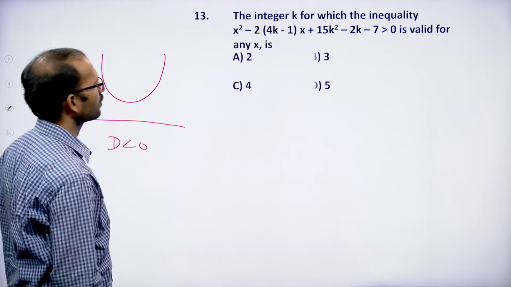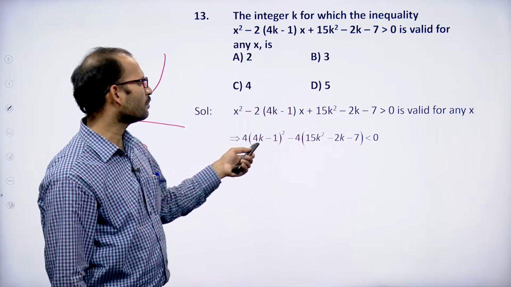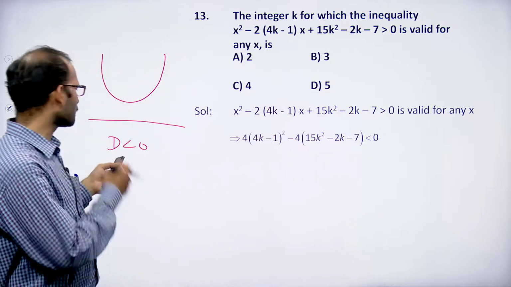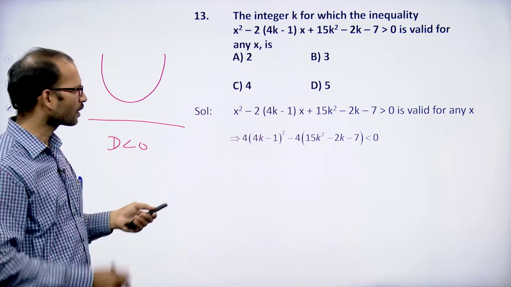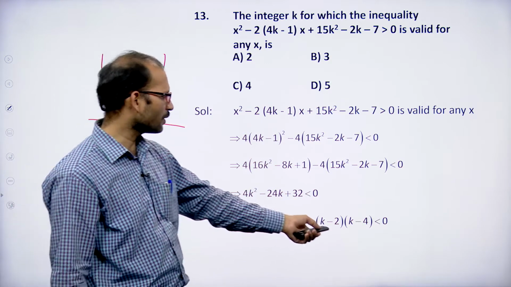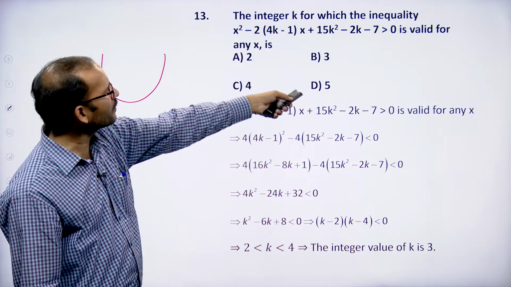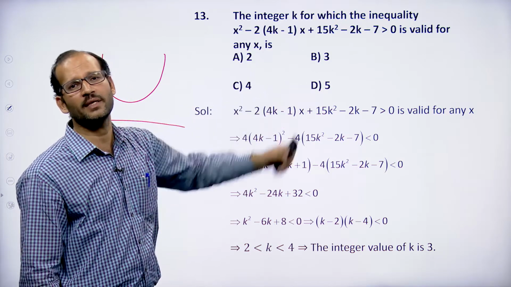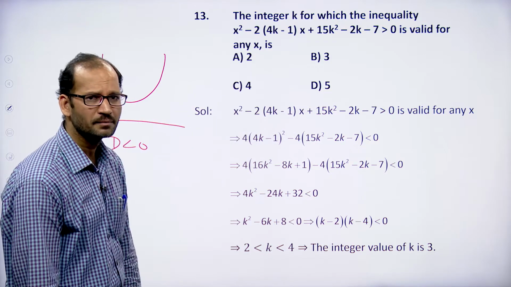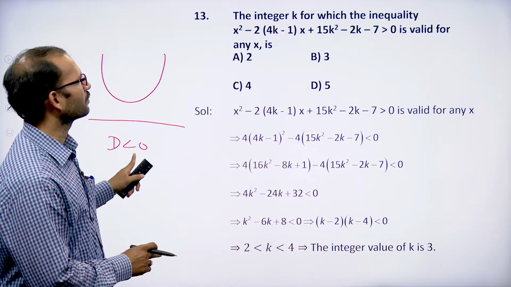Using this concept we solve this question. Greater than 0 is valid for any x only when b square minus 4ac is less than 0. From that we will get the values of k. K lies between 2 and 4. When k lies between 2 and 4 and k is an integer, what is the integer value? 3 is the answer. Is it okay? A simple question, just using this concept.